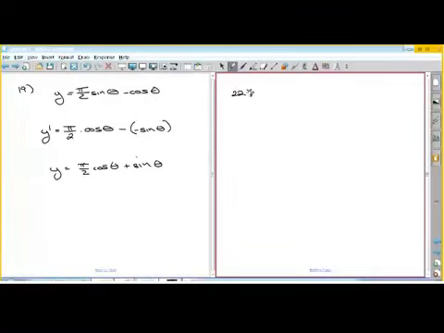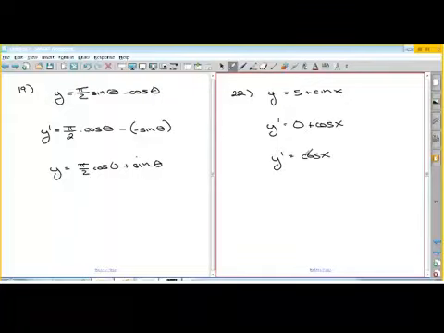22. We have y is equal to 5 plus the sine of x. So we have a trig function and just a constant. So the derivative of a constant is 0. The derivative of the sine is positive the cosine. So the answer is cosine of x.